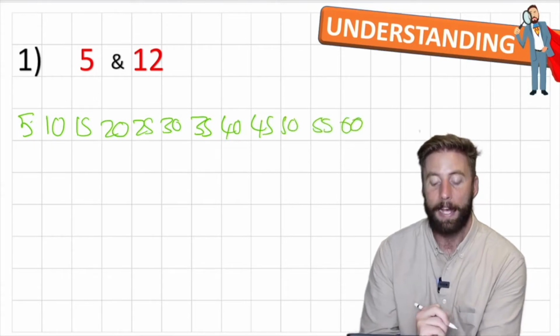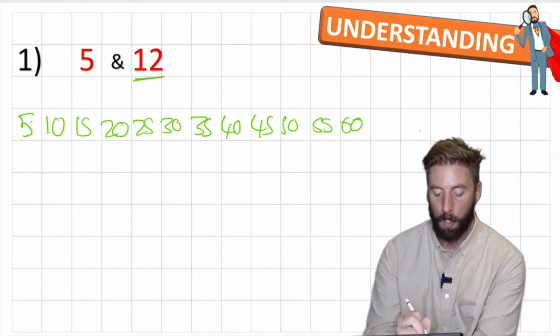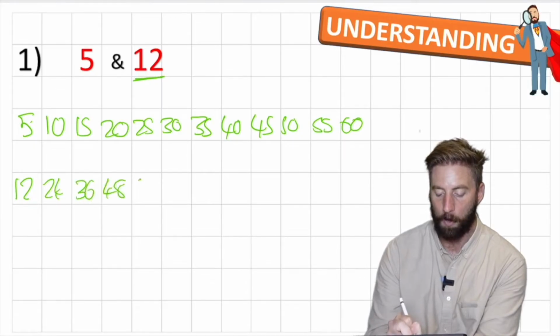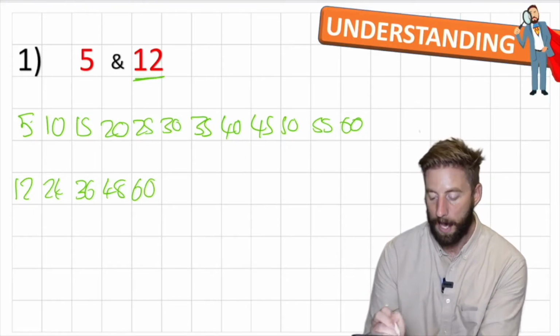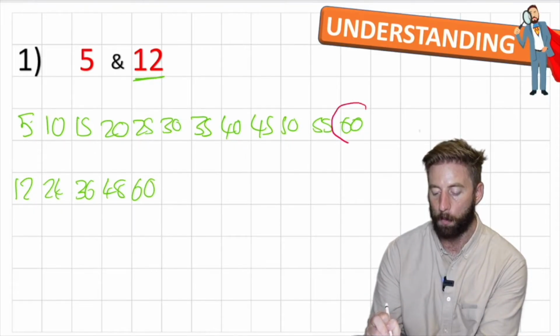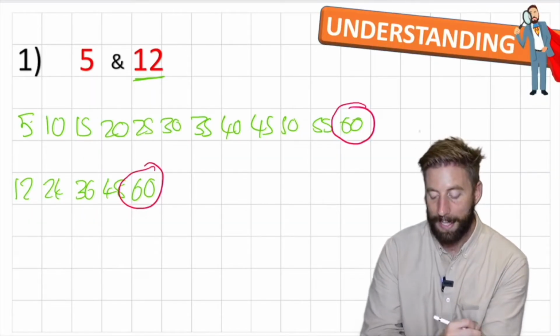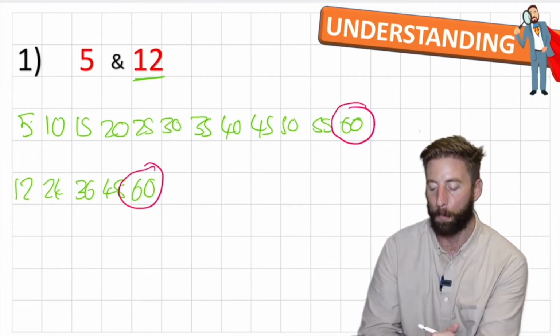Let's stop there. And now let's think about our 12 and think about the 12 times table. So I would start with 12, 24, 36, 48, and 60. Okay, so I found my multiples, and now I think I've found a common multiple. I have this 60. And what I can also see is that this is the only common multiple I have here, so therefore it is my lowest common multiple.